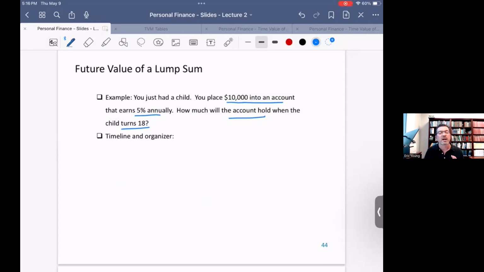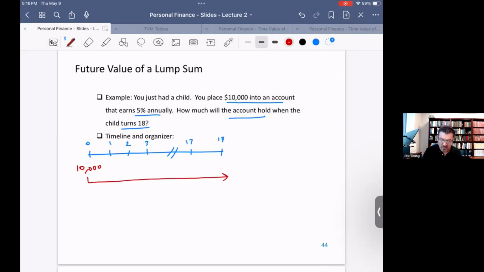First thing we're going to do is organize ourselves. We're going to slow it down, take a deep breath, and organize. So we'll start off with a timeline. It's going to look like this. Today is day 0, year 1, year 2, year 3, year 17, year 18. You put $10,000 in today, and that money is going to move forward in time. It's going to move forward for 18 years at a speed or an interest rate of 5% or 0.05.